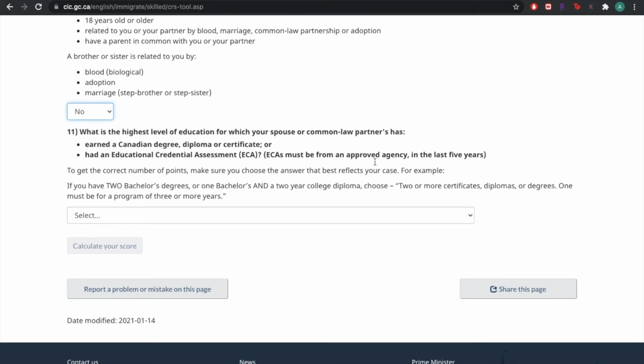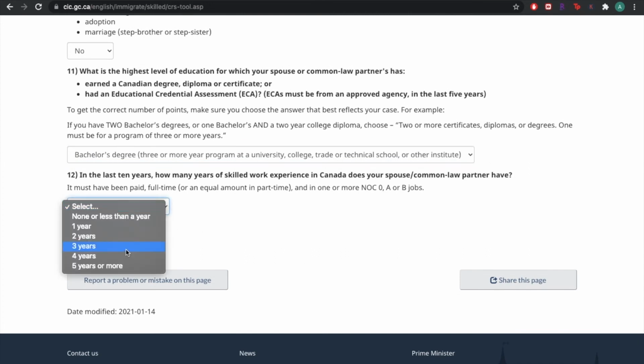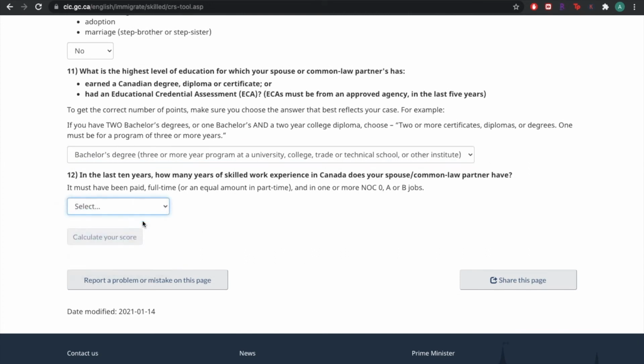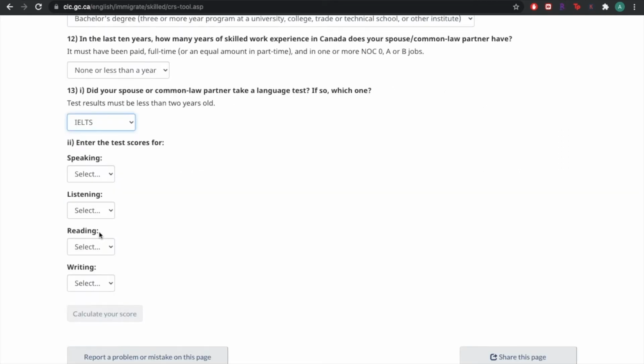So let's choose highest level of education. We're going to choose here that the partner has a bachelor's degree. How many years of skilled experience do they have in Canada? None. Did they take the IELTS exam? Yes, give them CLB 9. So CLB 9 is a minimum of 8 in listening and 7 in all other bands. That is what you should at least aim to achieve. 8 in listening, 7 in every other band. That is the minimum you should aim to achieve if you want to be in the pool at this point. So let's give them 7 here, 8 here, another 7 here, another 7 here.